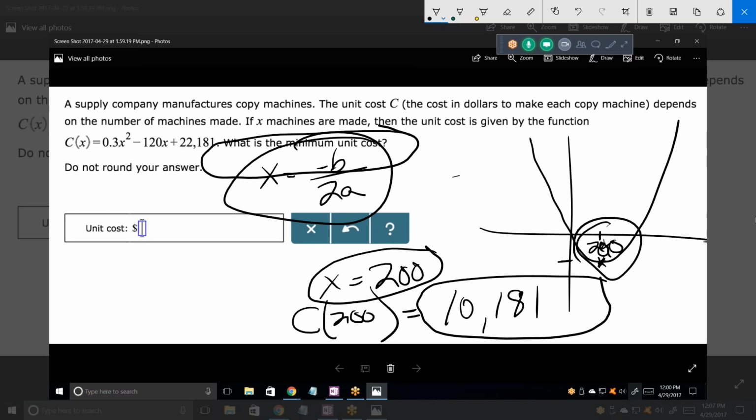Once I make 201 units, cost goes up per unit. If I make 199 units, cost goes up per unit. But if I make exactly 200 units, the cost is the minimum it is possible to be per unit. And then you just plug in 200 and figure out what that is.